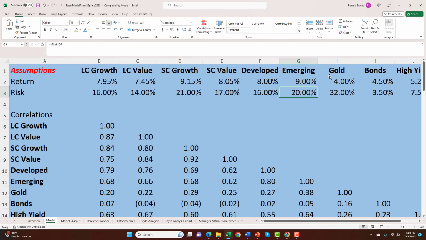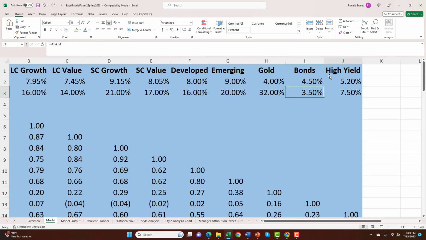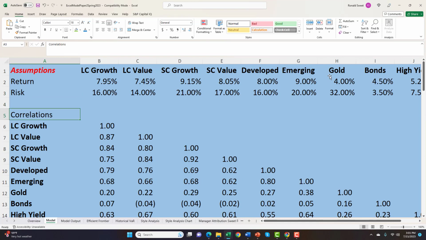Emerging market stocks have been very volatile. Gold and most commodities are much more volatile than the stock market. Bonds are the least volatile, and then high yield is in between stocks and bonds. And then we have correlations.